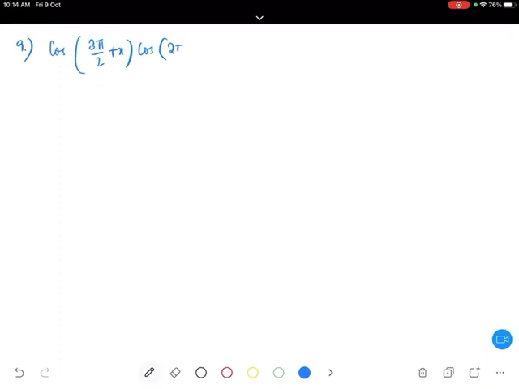Okay, question number 8 is done. Let's do question number 9. Question number 9 is cos of 3 pi by 2 plus x, cos of 2 pi plus x, divided by cot of 3 pi by 2 minus x plus cot of 2 pi plus x, is equal to 1.